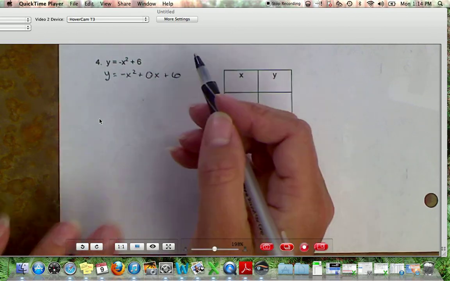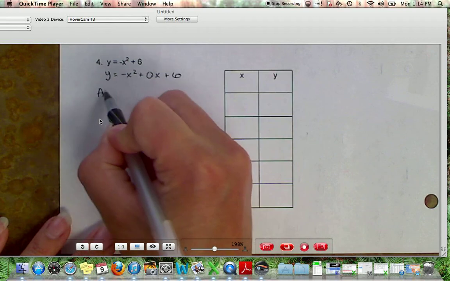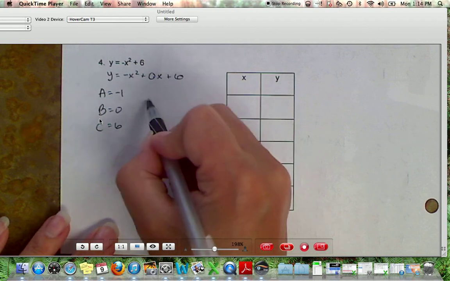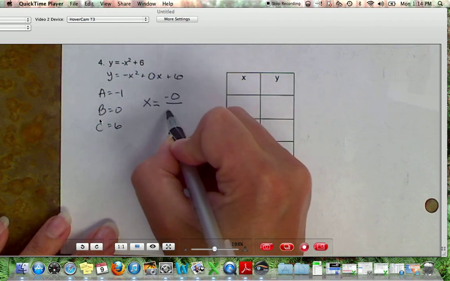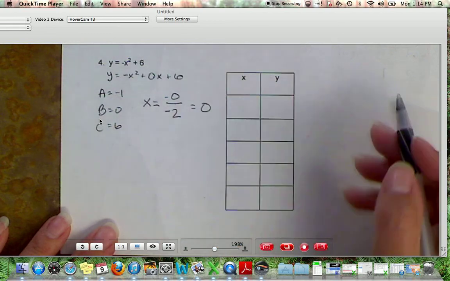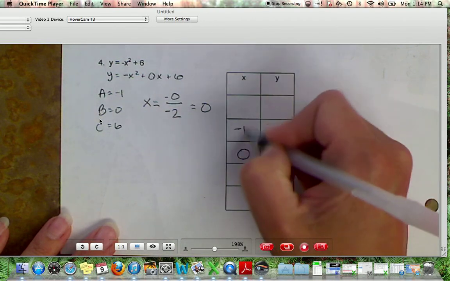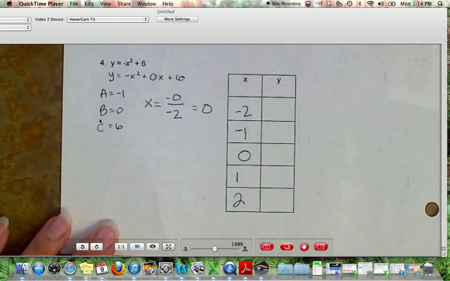All right, let's give it a shot. If you haven't tried it yet, push pause and try it. So we've got A is negative 1, B is 0, and C is 6. So x equals negative b over 2a, which would be negative 2, and 0 divided by anything is going to give us 0. So the x value in this parabola for the vertex is going to be 0. Build down from there, build up from there. If you haven't tried it on your own yet, pause here and try it on your own.